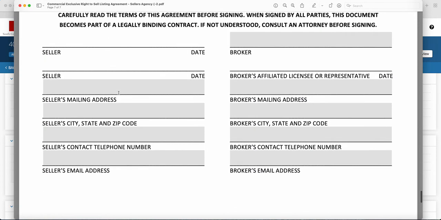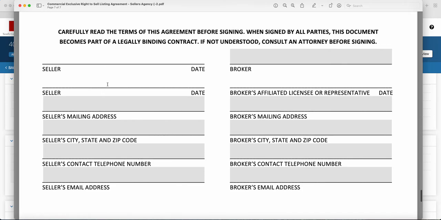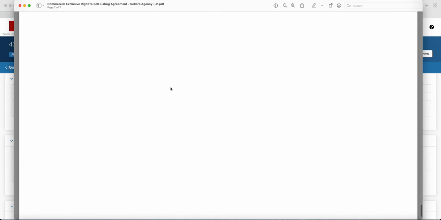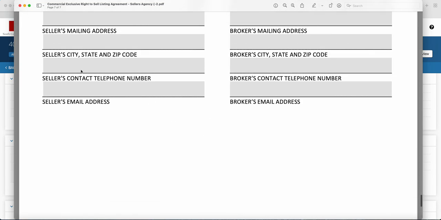Last part on here is just where you have everyone sign off on everything. You're going to put the broker, Hearthstone Realty. Then this is where you have the affiliated license or representative. This is where you'd have your name as the agent taking the listing. And then you put our address in there, the 2400 North Woodlawn, Suite 100, address city, the telephone number as well for us. And then the seller, you're going to get all their information and put it in here as well. And that, in a nutshell, is the listing agreement.